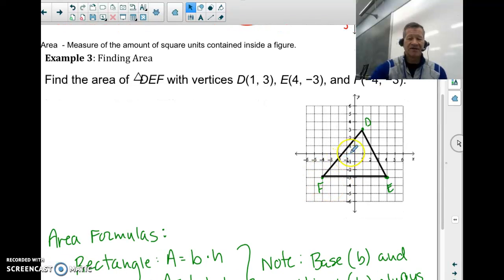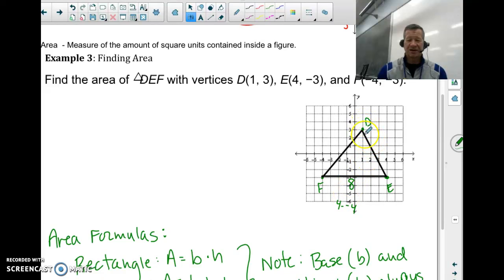So how can I find this area? Well, since the formula for area of a triangle is 1/2 base times height, I am going to need to know how long the base and the height of this triangle are. Well, the base can be any side. Usually we refer to it as the bottom, so I need to know how long that is. And that's simple. E is at 4, F is at -4. All I have to do is say 4 minus -4, and I can tell that this is 8 units long.